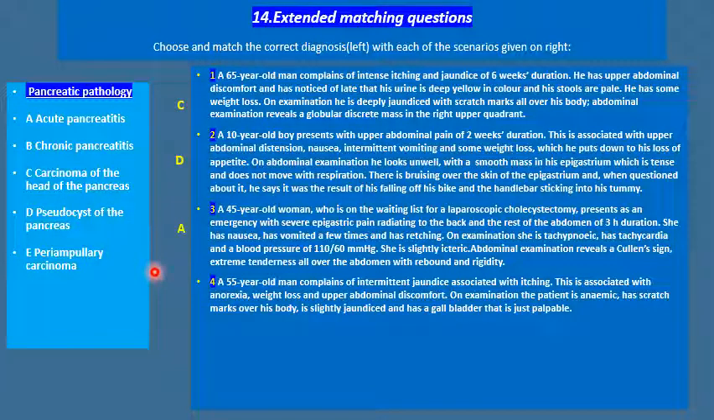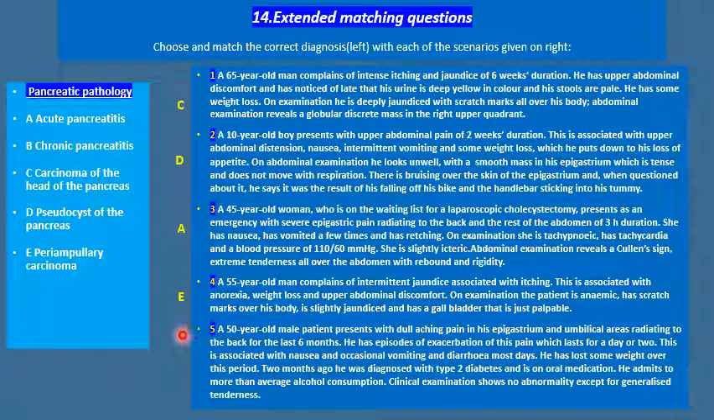Next we come to scenario number 4. A 55-year-old man complains of intermittent jaundice associated with itching. This is associated with anorexia, weight loss, and upper abdominal discomfort. On examination, the patient is anemic, has scratch marks all over his body, is slightly jaundiced, and has a gallbladder that is just palpable. What is the right diagnosis for this patient? And the answer is E. Periampullary carcinoma.